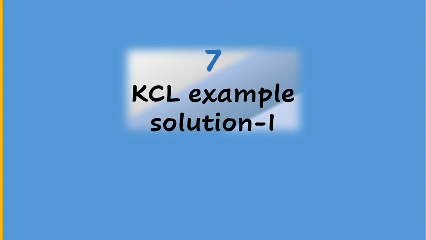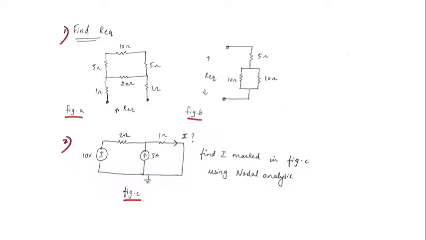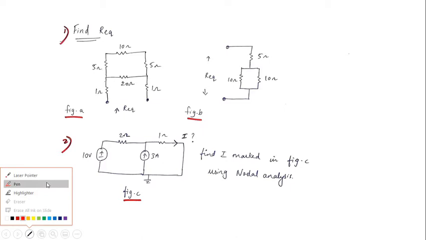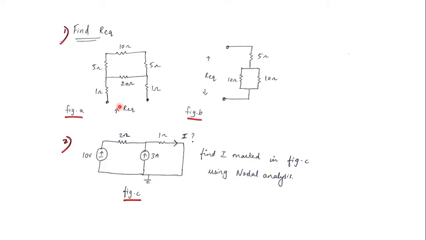Let us see how to solve the homework problems which were given in the last slide. It was about finding the equivalent resistance across the two terminals. The two terminals are here, and the arrow mark indicates where you need to find the equivalent resistance. Across these two open ends, we need to find the equivalent resistance.